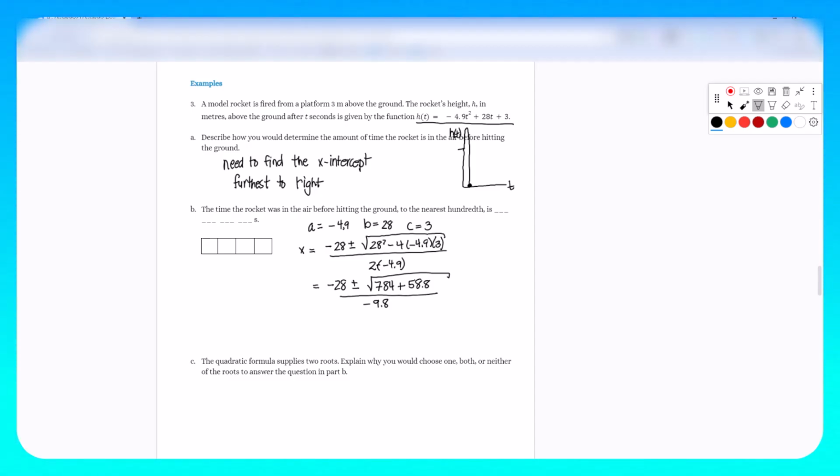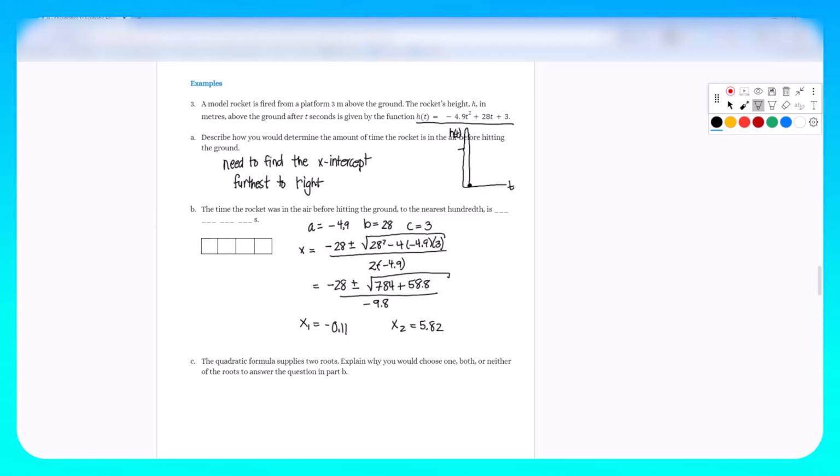Now we know that there's no way we can get this in an exact value because we have this decimal under the radical sign. So what we're just going to do is plug this into our calculator with the positive, so negative 28 plus the square root, and then we're going to do the other one with the negative 28 minus.